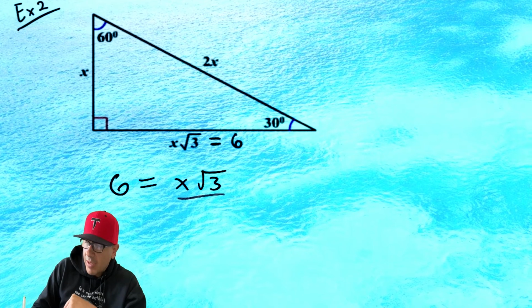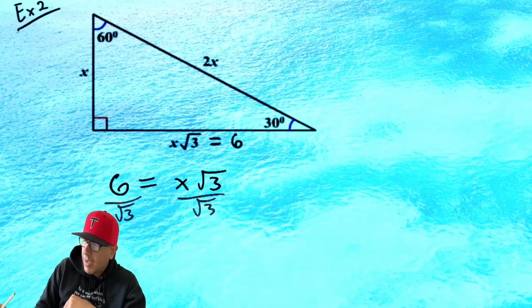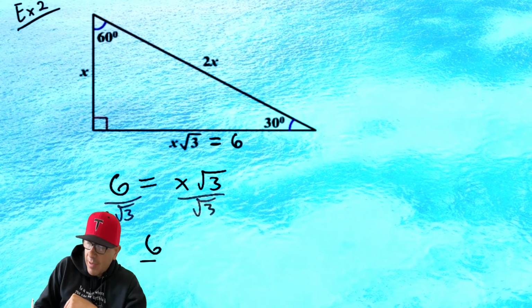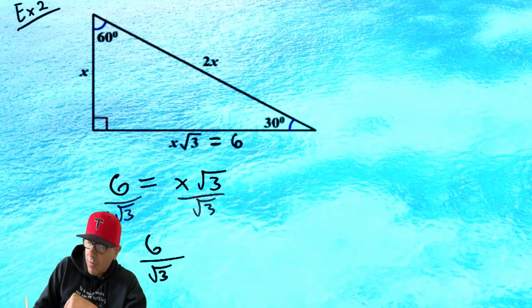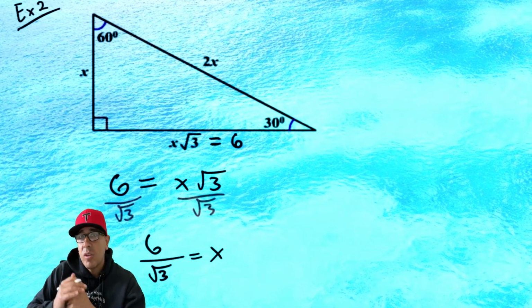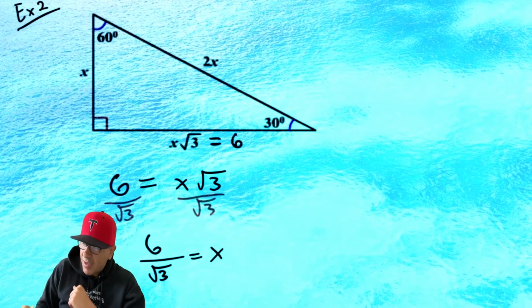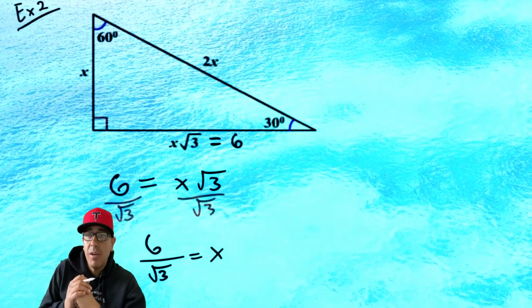So we're going to go ahead and divide both sides by the square root of 3. All right, and so we're left with x is equal to 6 over the square root of 3. But don't forget, in mathematics, we do not want a radical in our denominator. So you do not want this square root in the denominator, right?